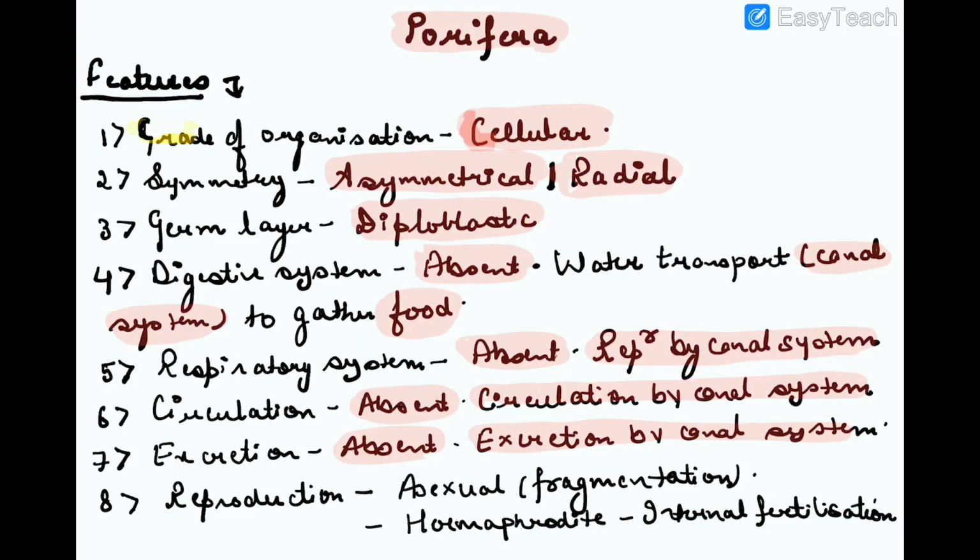In reproduction, they reproduce asexually by fragmentation. They are hermaphrodite. Hermaphrodite means bisexual. It means they have both male and female sex organs in one individual. They have internal fertilization. Internal fertilization means the fusion of egg and sperm takes place inside the female body.